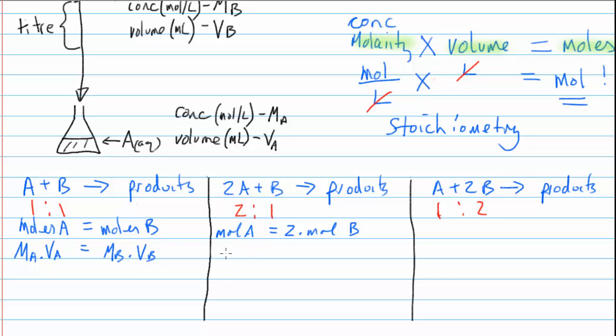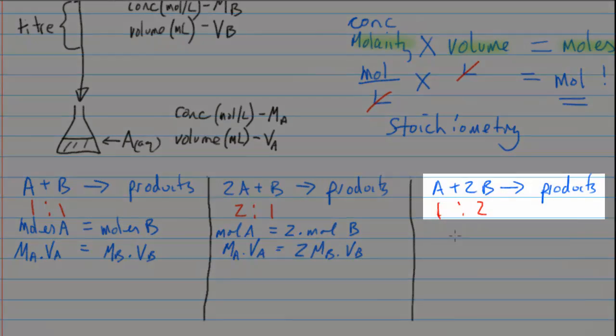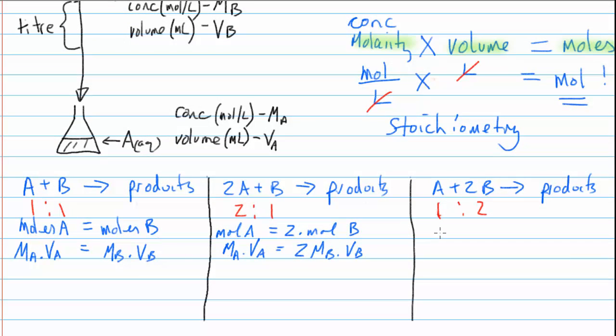Again, number of moles equals molarity times volume. So we can say that the molarity of A times the volume of A equals 2 times the molarity of B times the volume of B. And lastly, looking at this example where the stoichiometry is 1 to 2, for every 1 mole of A, we need 2 moles of B, we can say that 2 times the moles of A equals the number of moles of B. In other words, for every 1 mole of A, we need twice that number of moles of B. Relating this again to moles equals molarity times volume, we can say 2 times the molarity of A times the volume of A equals the molarity of B times the volume of B.